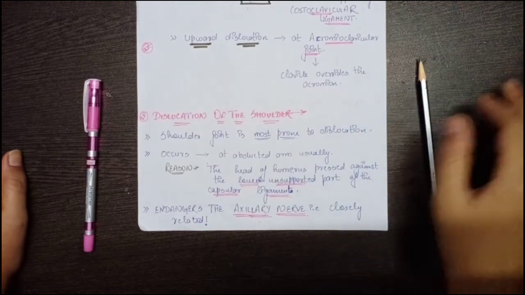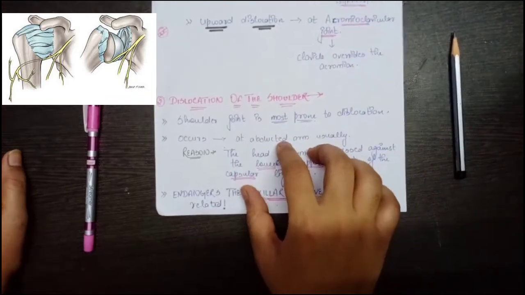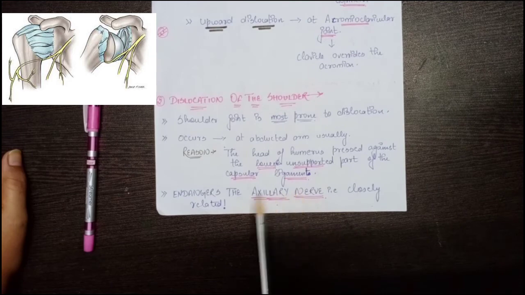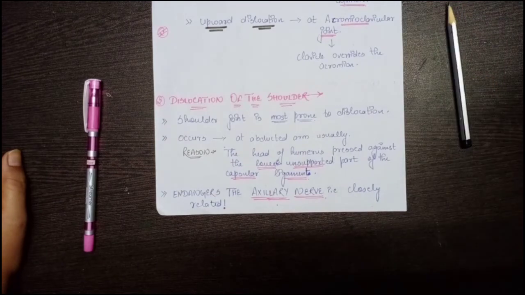And then what happens is it endangers the axillary nerve that is closely related to the humerus, right? Because you have the humerus and you have the axillary nerve closely related to the humerus. So it endangers the axillary nerve also. That means there can be a damage or a lesion or an injury to the axillary nerve as well.